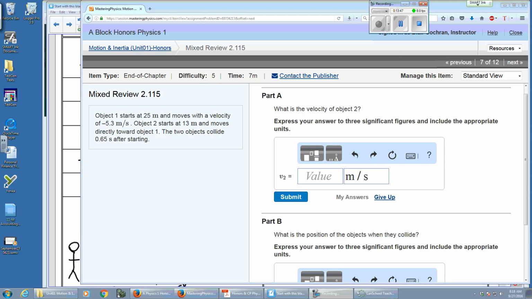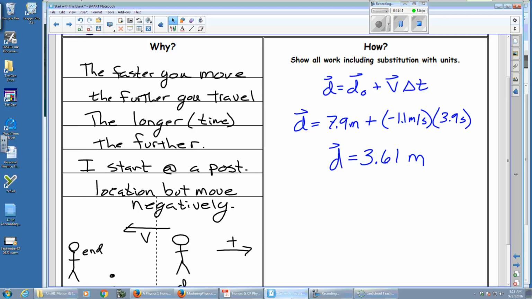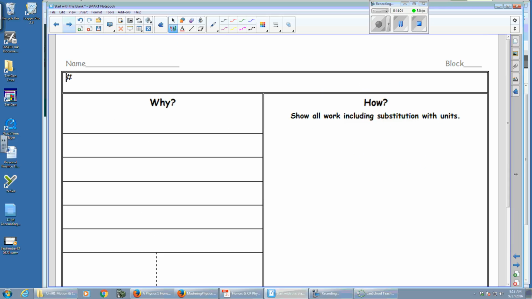All righty. I just erased the 7. 7 was the next highly selected, and then 11. So we've got two objects here, starting at different places and moving towards each other, and the two objects collide 0.65 seconds sometime after starting. This brings up one of my favorite points to remember, which is what must be true for objects to collide.